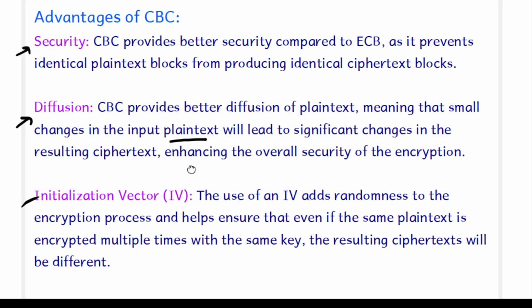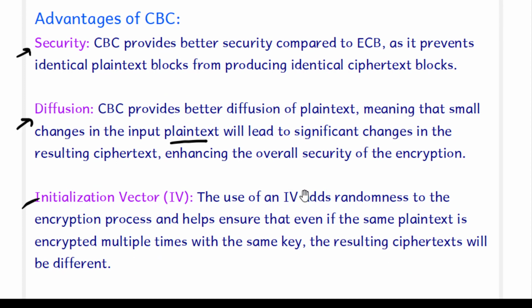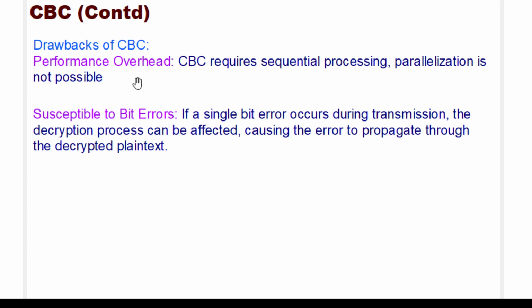So this IV adds some more randomness to the encryption process. And then let us come to the drawbacks. So there is some overhead in this case. Overhead means what? CBC requires sequential processing. Why does it require sequential processing?